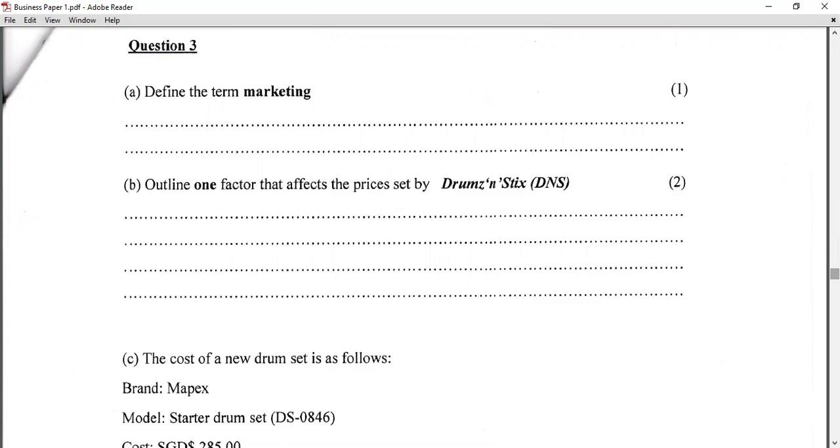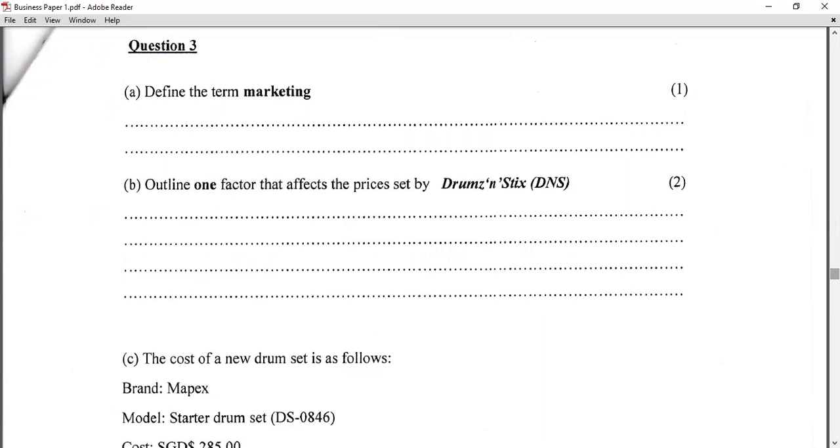Marketing is a process of identifying, anticipating, and satisfying consumer needs and wants profitably. That is called marketing. So that's the marketing definition. Marketing is an overall managerial process that aims at identifying, anticipating, and satisfying consumer needs and wants.